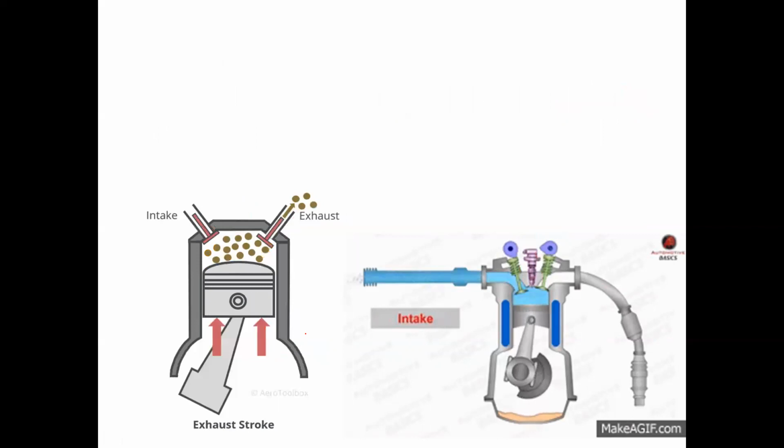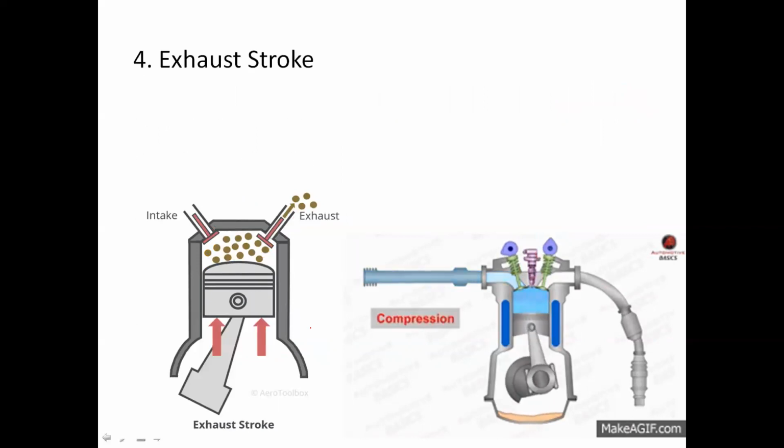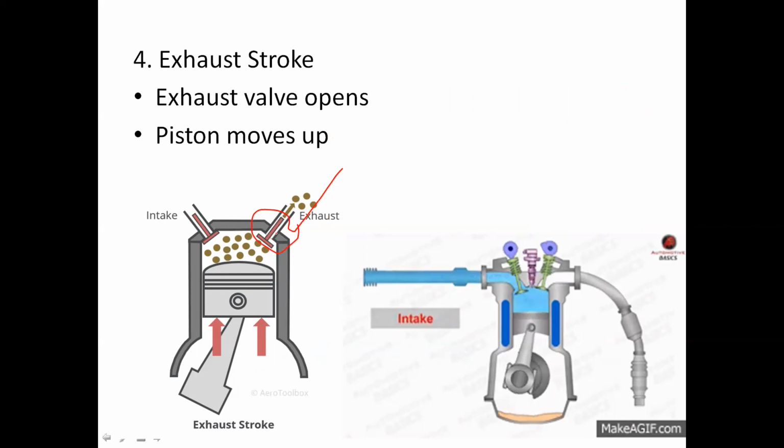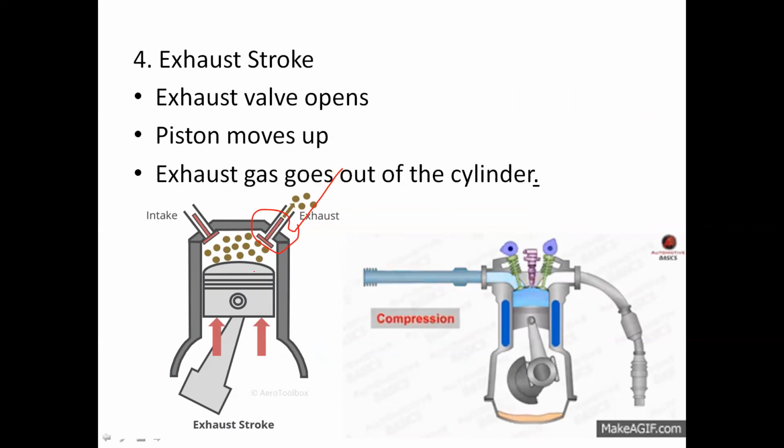Then after the combustion, there's the exhaust stroke. What happens there is that the exhaust valve, which is this one, opens, and then the piston moves up, and the products of the combustion reaction, which are these particles here, go out of the cylinder through the exhaust valve. And if you notice in the animation here, the timing of the opening and closing of the valves is regulated by the camshaft.